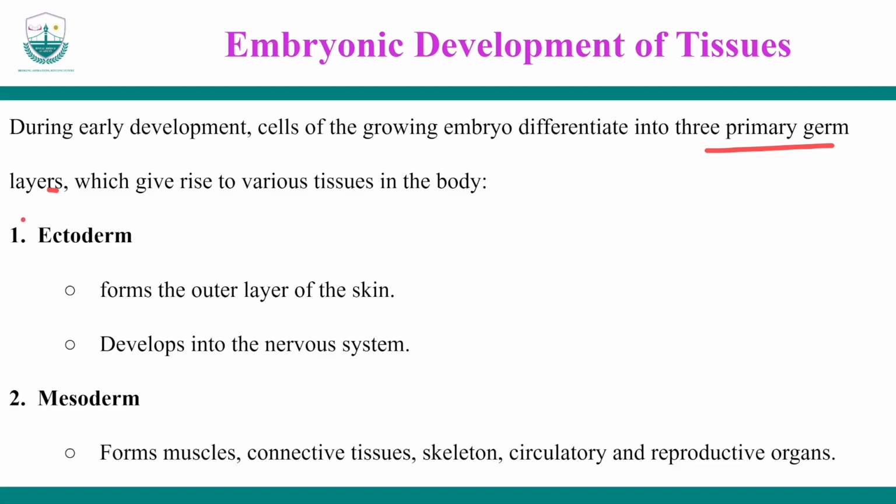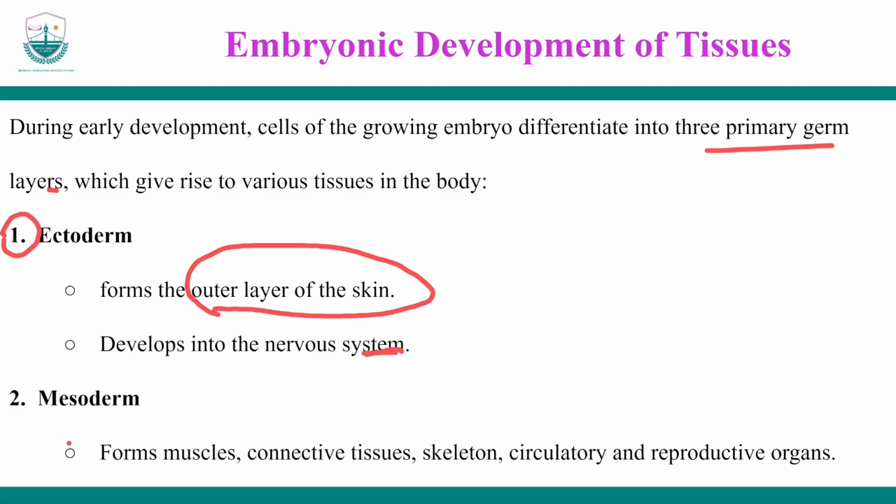So the first germ layer is what you call the ectoderm. Ecto means outside. So it forms the outside layer of the skin. What we are basically emphasizing here is that different organs emerge from these three different layers. And here we are emphasizing that the ectoderm is the one which gives us the outer layer of the skin. And it also develops into the nervous system.